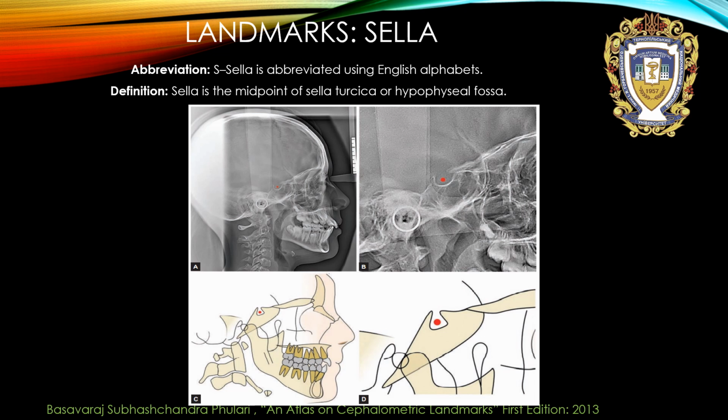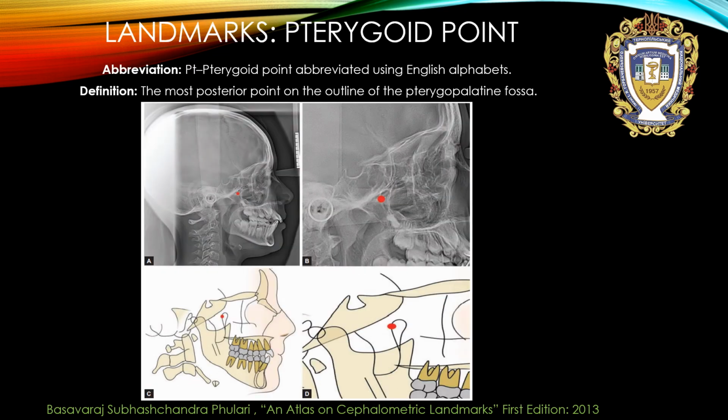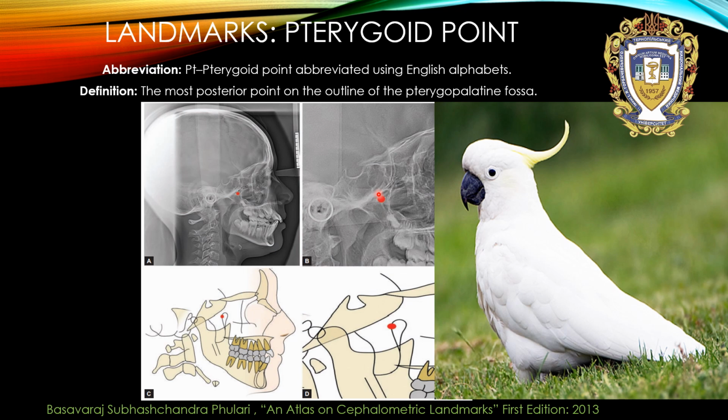And sella point is the midpoint of sella turcica or hypophyseal fossa. Pterygoid point, the most posterior point of the outline of the pterygopalatine fossa. Sometimes this point is called the eye of the cockatoo. Why? Because this profile looks like a cockatoo, and this point is localized like the eye of the cockatoo, so this point is sometimes called the eye of the cockatoo.